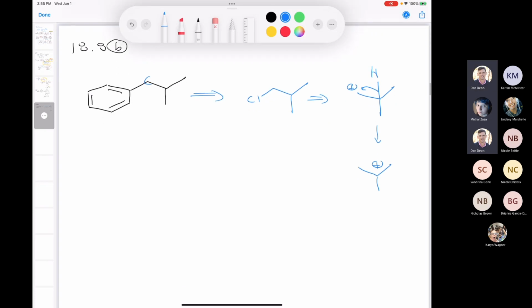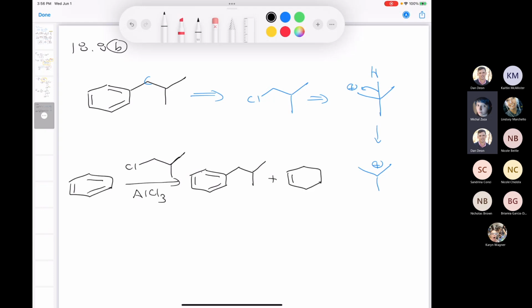What that means is if you were to try to do this, and I'm just going to go a little bit faster now, if you took benzene and treated it with this compound, which is isobutyl chloride, you'd end up with a mixture. You'd end up with some of the desired product, but you'd also end up with tert-butyl chloride, right? Because it would attack here, which would give you tert-butyl chloride. So you end up with a mixture.